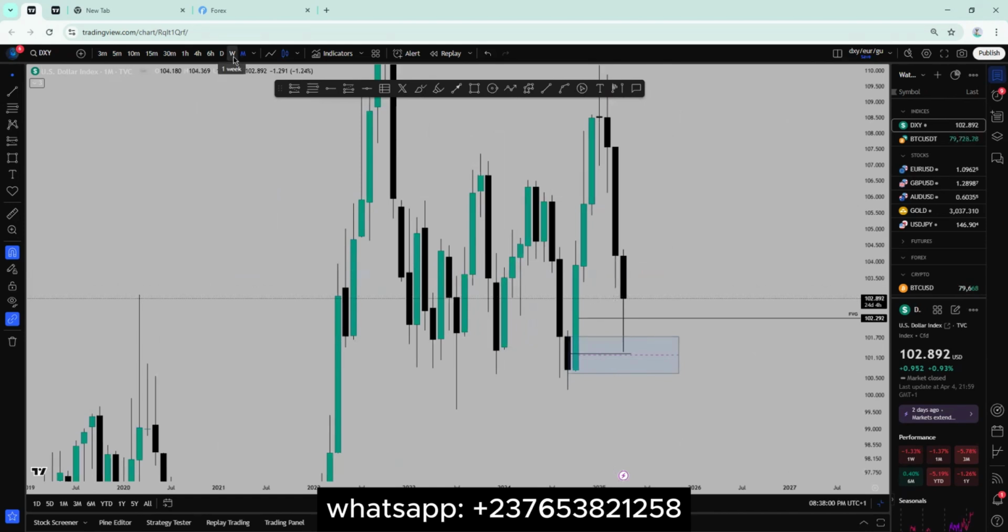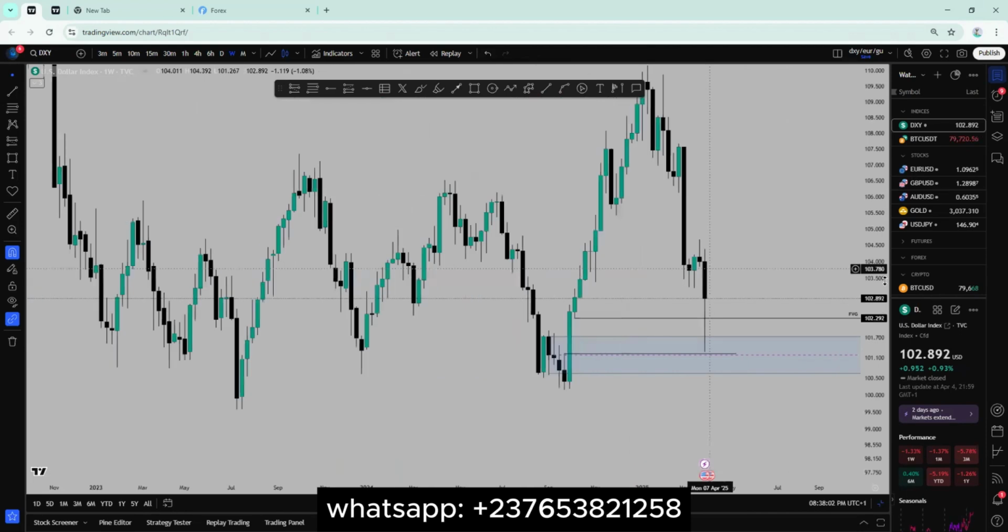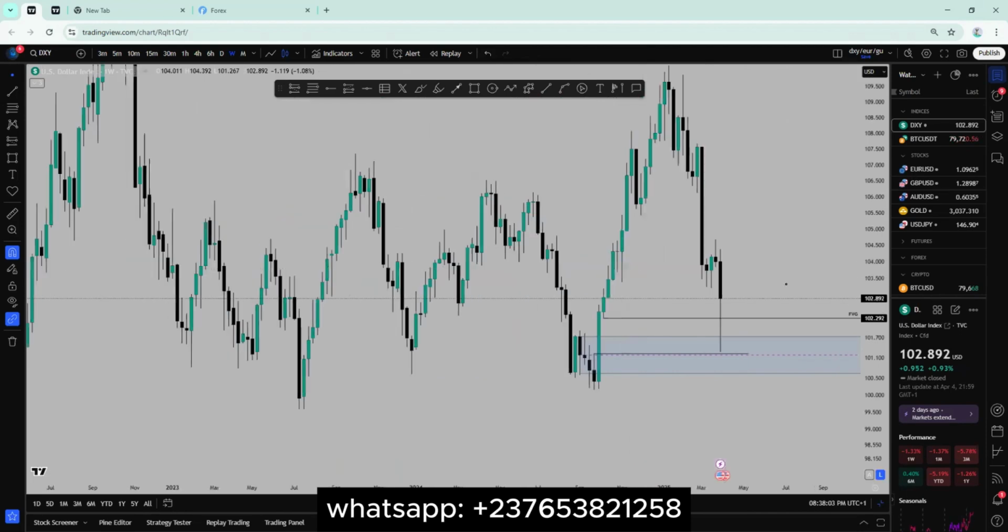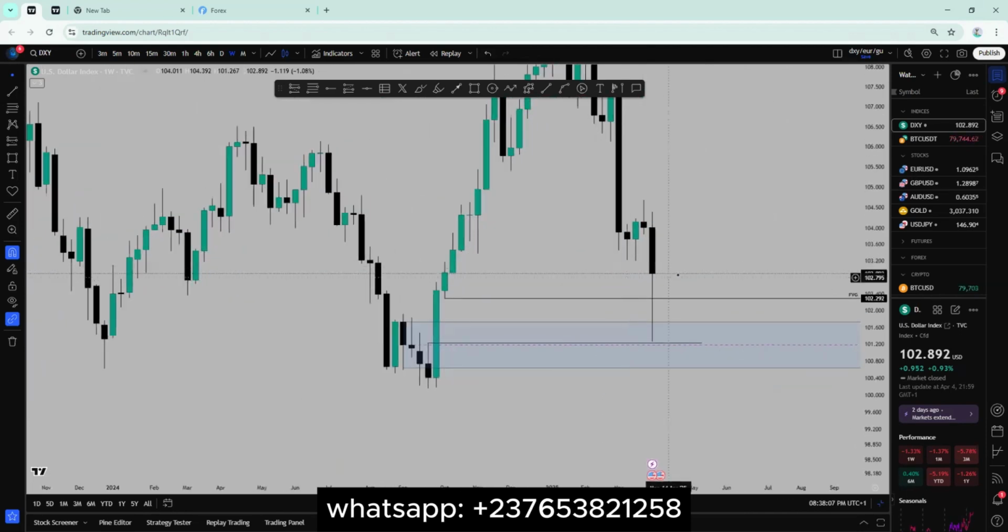So we don't yet know. So go to the weekly chart. Now, on the DXY, we can see how price rejected from this breaker. This is a breaker on the weekly time frame. If you look at it closely, price rejected from there, pushing back higher, and also even closing above this fair value gap here.